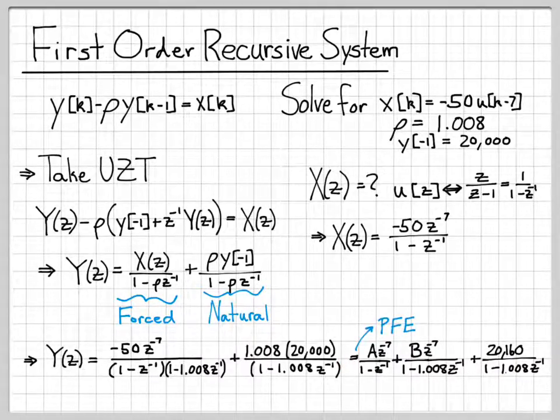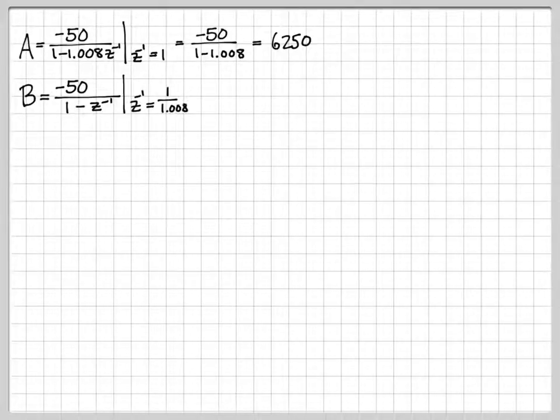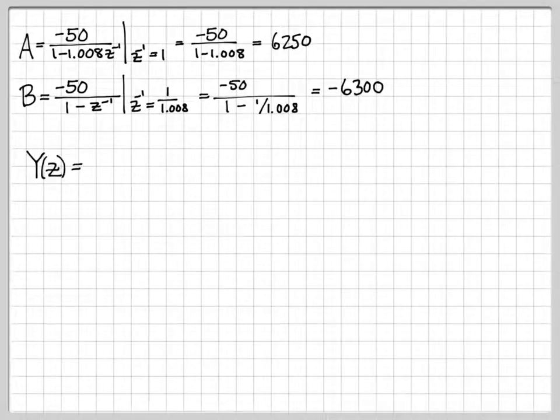So that's pretty easy to do. We can go ahead and do that now. We can solve for a using partial fraction expansion by evaluating this quantity at the point z inverse equals 1. So if you plug in z inverse equals 1, you end up with this ratio. You plug this into your calculator and you get 6250. Similarly, I can solve for b by evaluating this quantity at the point z inverse equals 1 over 1.008. So if we plug this into our calculator, we get this, which is equal to negative 6300.